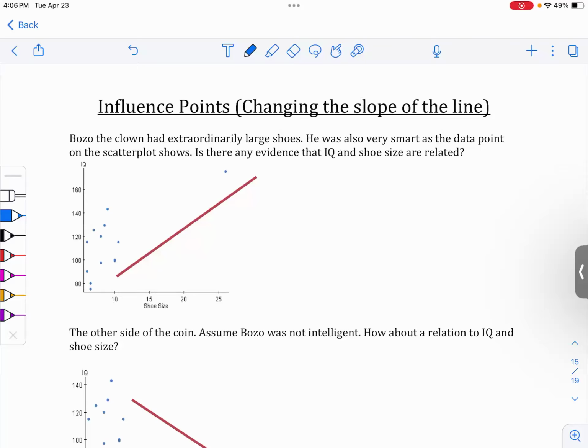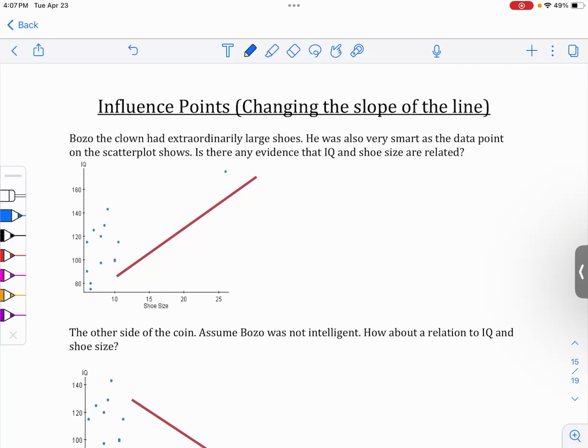If a single or very few number of points determine the entire shape of the line, that is what is called an influence point. This is the type of outlier that needs to be A, noted, and B, studied. If I didn't know this was Bozo the clown, I would be like, what is happening? What is going on with this one point? I would look it up and I would see, oh, this is Bozo the clown. He has very large shoes and genius level IQ. So that one point is determining it.